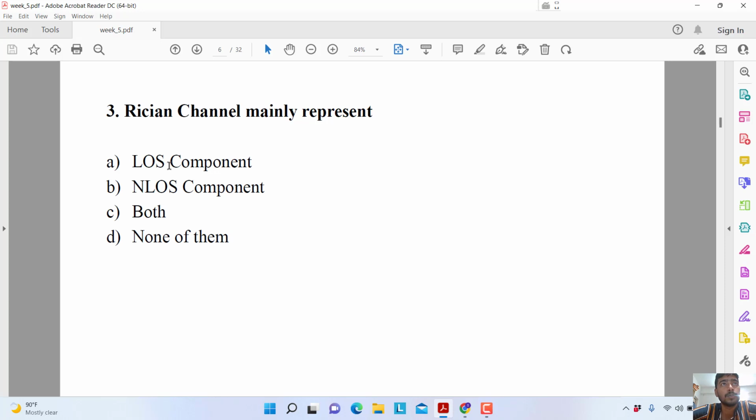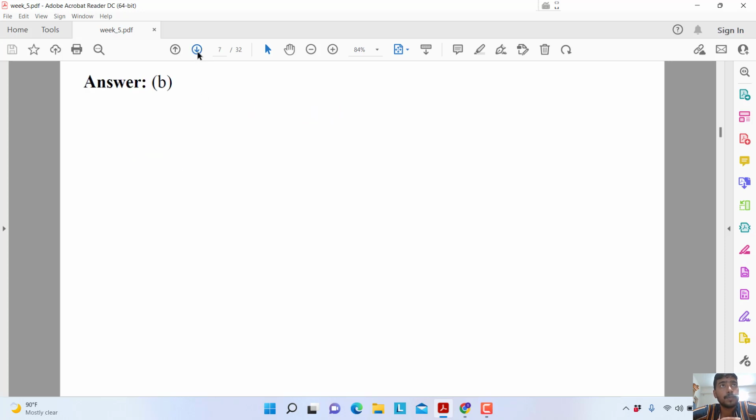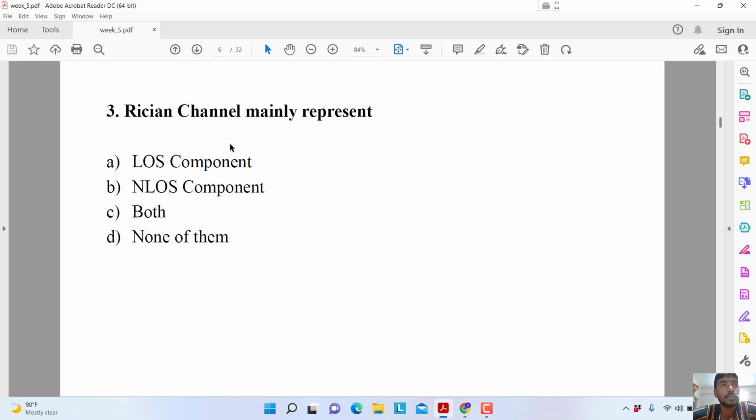So the right answer is the LOS component. Basically, the Rician channel consists of the LOS component, and LOS is known as the line-of-sight component. The dominant part in the Rician channel is the LOS component. Similarly, NLOS is known as non-line-of-sight, and our Rayleigh channel consists of more NLOS component. In the Rayleigh channel, NLOS is dominant, while for representing the LOS component, we use the Rician channel. So the answer is part A. Sorry, it was mistakenly typed as B, but the correct answer is right. I will edit it in the PDF. So it will be part A: the Rician channel mainly consists of the LOS component.